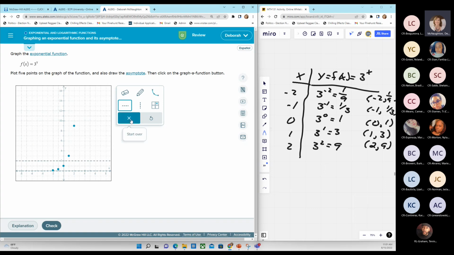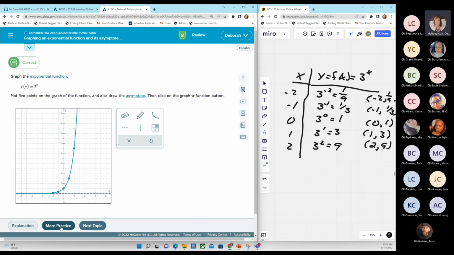So again, the way you add that, let me just undo it. This adds a vertical asymptote, this adds a horizontal asymptote. So you just click this and then move it to the x-axis like that. And now I have my 5 points, my asymptote, and then I just click this graph and then it draws the graph.